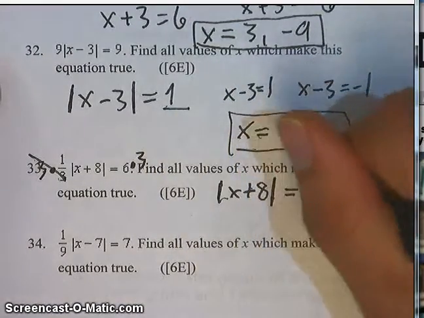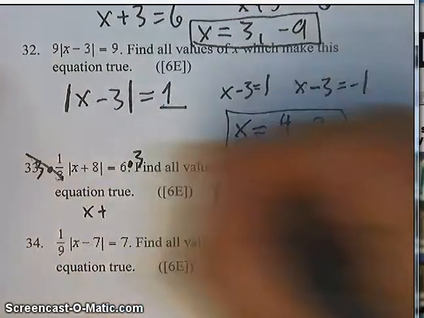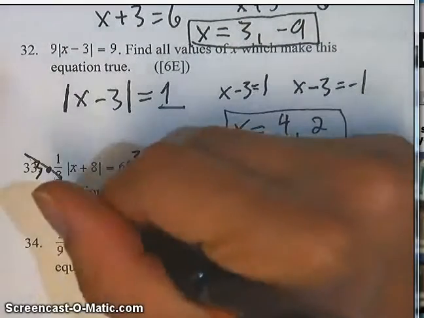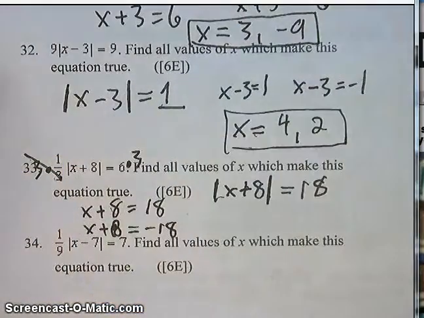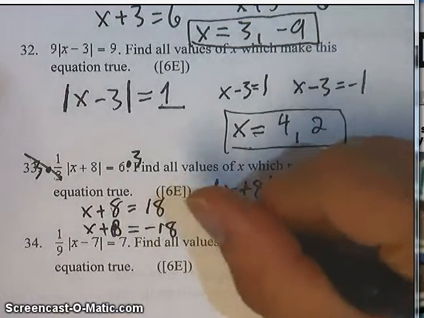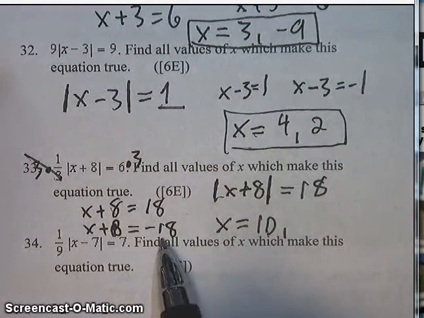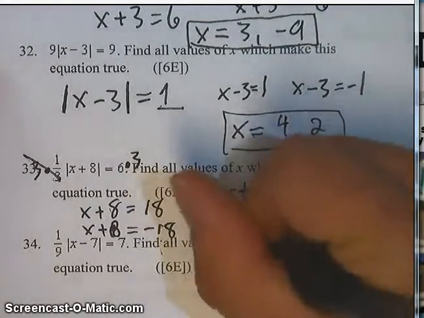equals 18. And now I can split into two equations. X plus 8 equals 18, and x plus 8 equals negative 18. Subtract 8 to get x equals 10, comma, negative 18 minus 8 is negative 26. There's your two solutions.